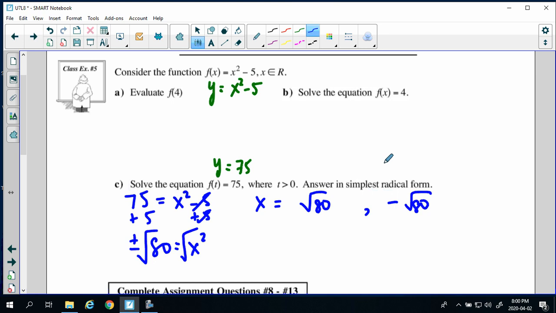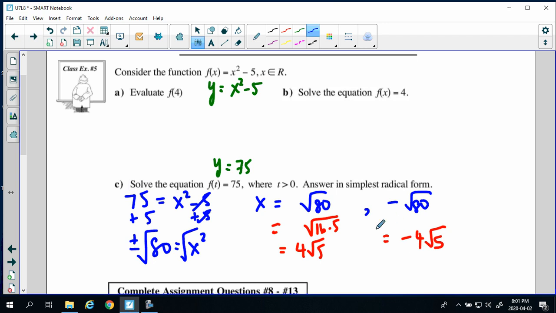They're asking us, though, to answer in simplest radical form. So what you have to do is you have to go hunting for the largest perfect square that will fit into this and change it into a mixed radical. So I believe that the biggest perfect square that fits into root 80 is 16. And 16 times 5 is 80. If you pull that 16 out, you're going to get 4. So this is 4 root 5. And this is going to be negative 4 root 5. So there are two answers.